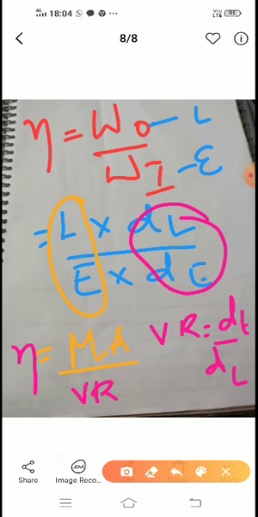Or you can also write it this way: efficiency into velocity ratio is nothing but your mechanical advantage. Note it down, this is one of your important 2 marks or 3 marks questions which is often repeated. You will have numericals on it and they'll ask you to derive it. So learn this question properly. It's all simple basic understanding.